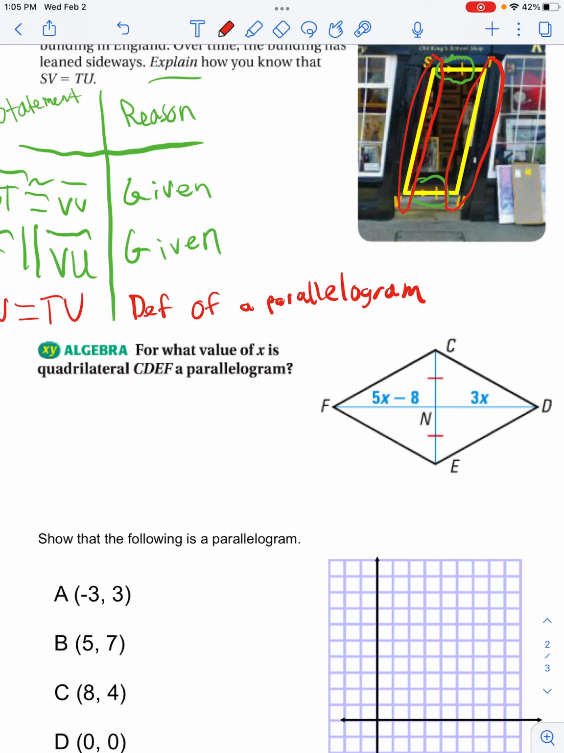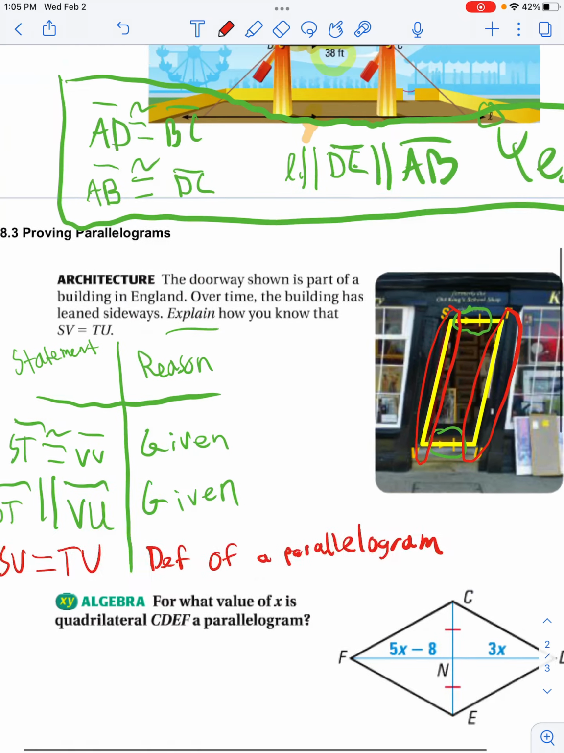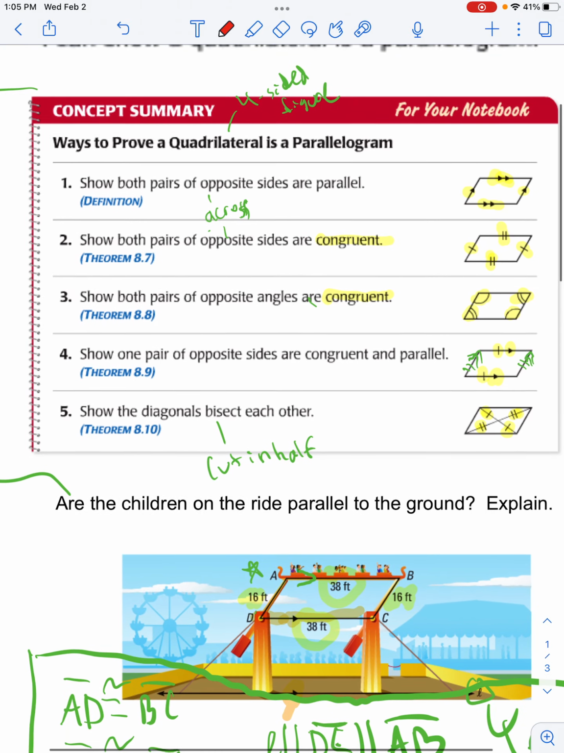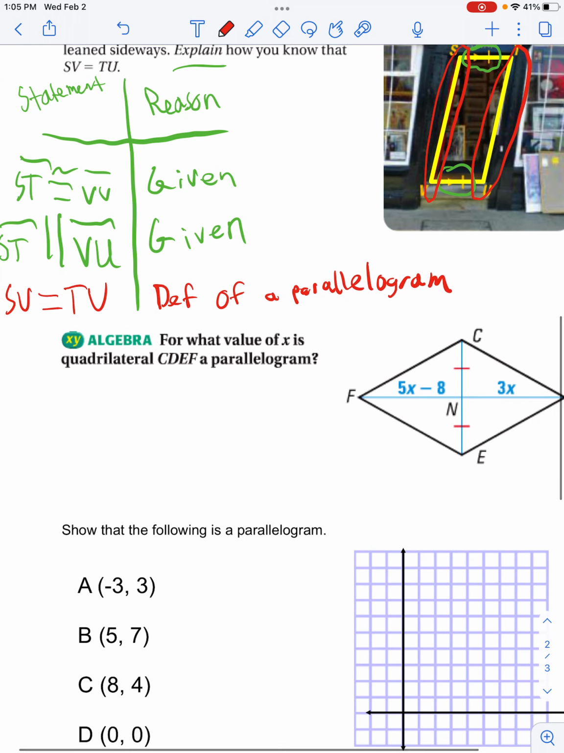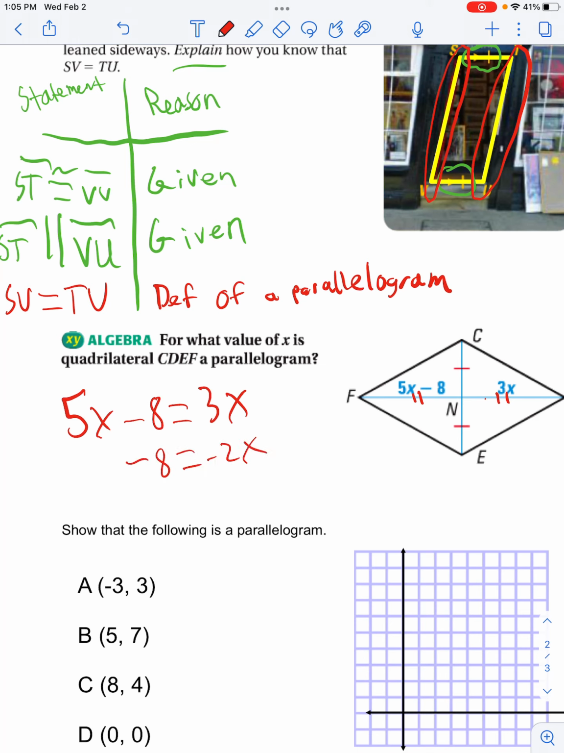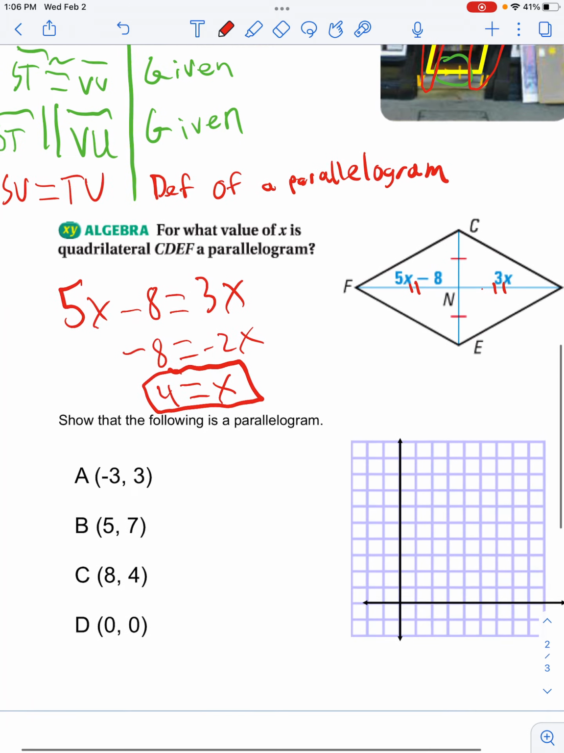For what value of x is quadrilateral CDEF a parallelogram? So this is like what we talked about here. The diagonals bisect. Bisect means cuts in half. So if it cuts it in half, I know that these two lines are going to be equal to each other. So 5x minus 8 equals 3x. Negative 8 equals negative 2x, divided by 2. Therefore, x equals positive 4. So if x is any other number, it's not a parallelogram. It's only a parallelogram if x equals 4.